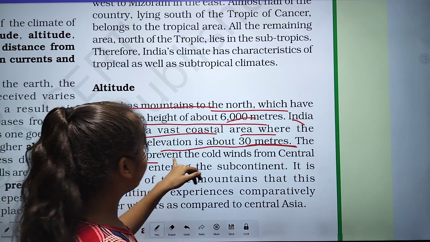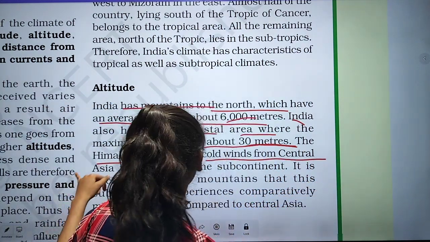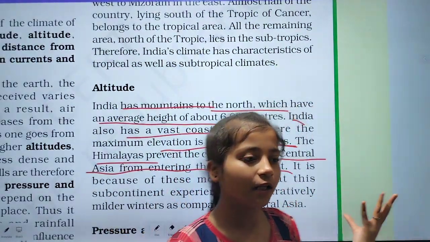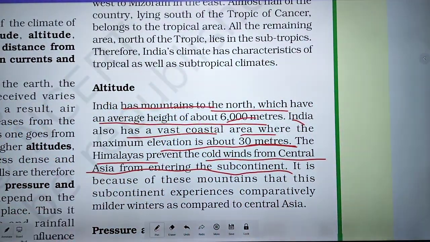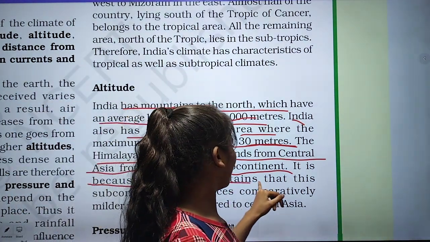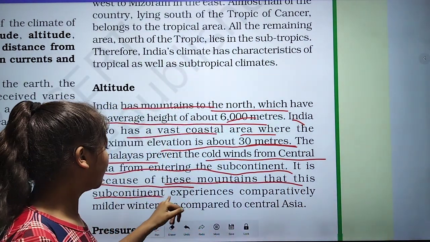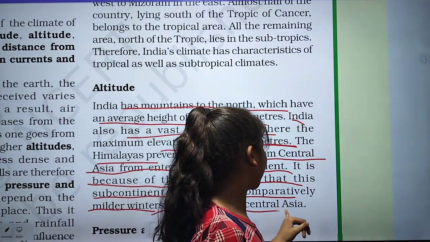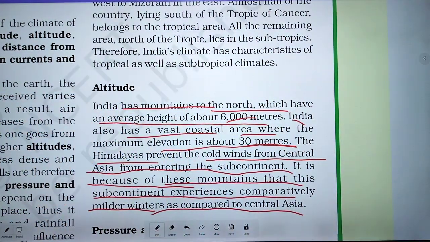The Himalayas prevent the cold winds from Central Asia from entering the subcontinent. It means the Himalayas prevent the air that is coming from Central Asia. It is because of this mountain that this subcontinent experiences comparatively milder winters as compared to Central Asia. That's why it has a milder winter if we compare it to Central Asia.